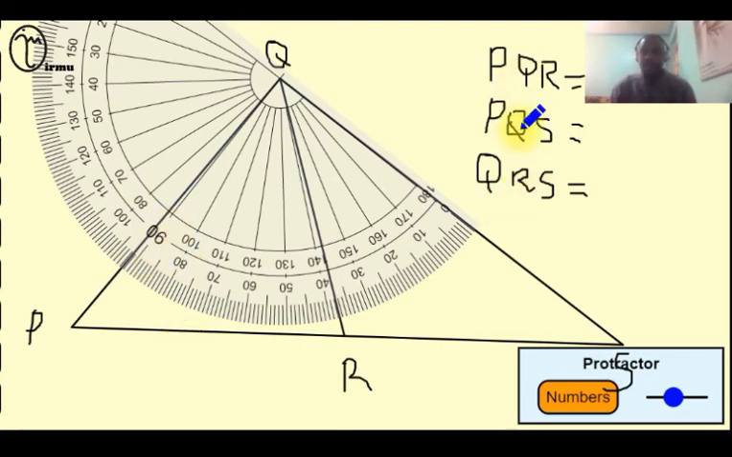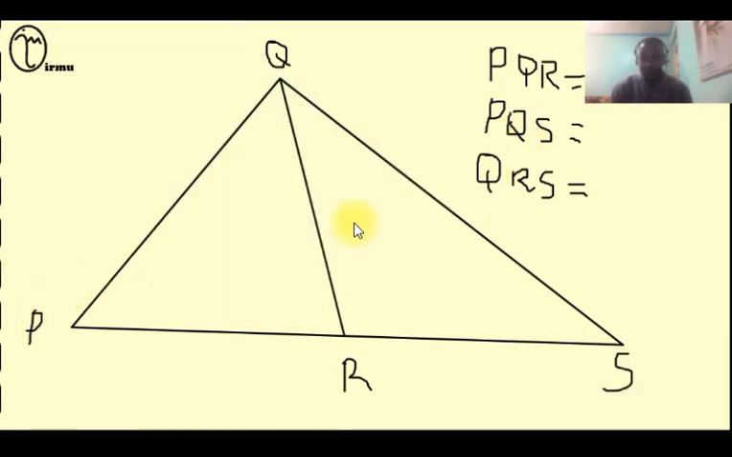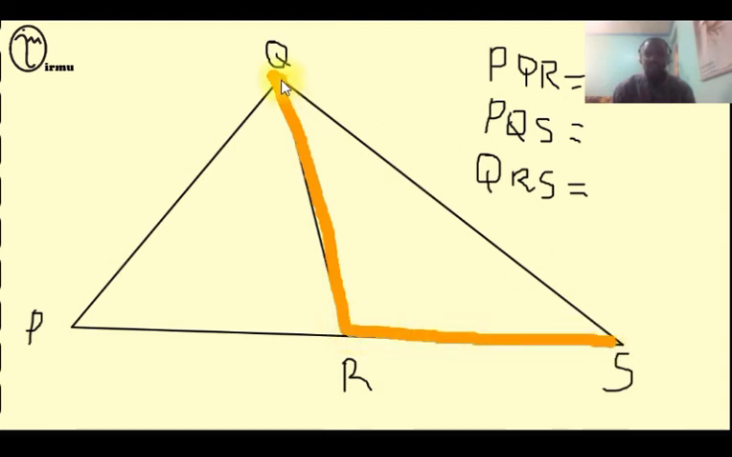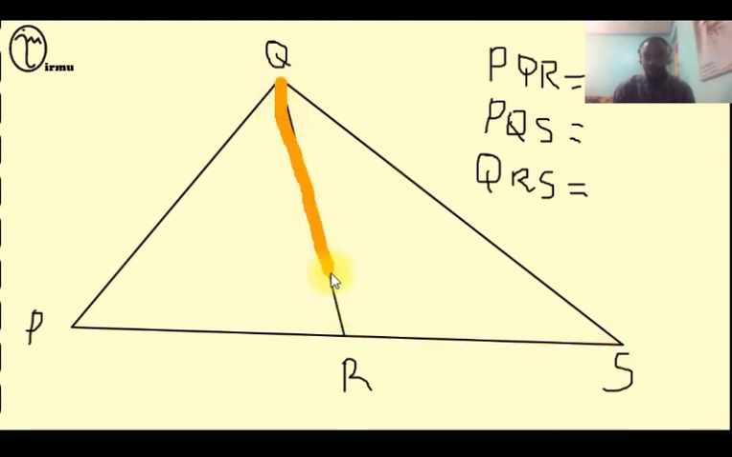So we have measured PQR, we have measured PQS, now we are to measure QRS. So we are now going to measure angle QRS, and QRS is the angle formed from point Q to point R, then to point S. That is the angle we want to measure. Again, I identify QRS as the angle we are going to measure. So it is formed by line QR and RS, which have intersected at point R. So I'm going to use the baseline as RS.